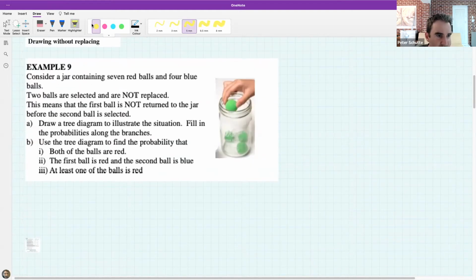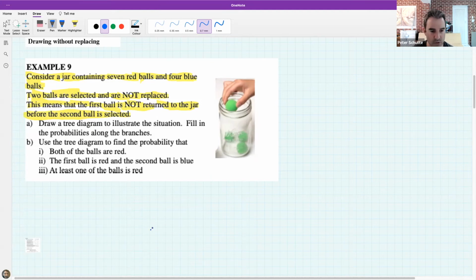So let's read through the question. It says, consider a jar containing 7 red balls and 4 blue balls. 2 balls are selected and are not replaced. This means that the first ball is not returned to the jar before the second ball is selected. Draw the tree diagram to illustrate the situation and fill in the probabilities on the branch. Okay, so what is the same? What is different? What is the same is that we're still only choosing 2 balls.